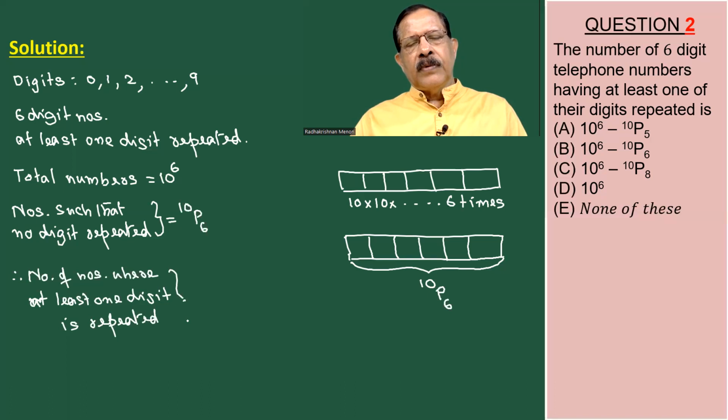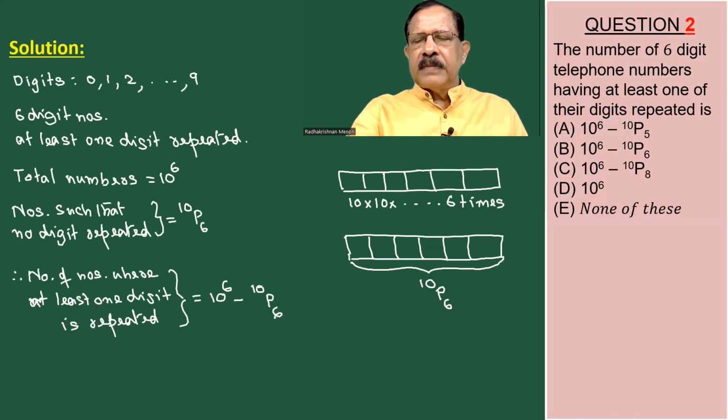It is equal to the total number of telephone numbers minus the number of telephone numbers where no digit is repeated. So in the remaining numbers, at least one digit will be repeated. That is the method. So the total is 10 raised to 6, minus 10P6, where no digit is repeated. We subtract that, so we get the answer given in option B, 10 raised to 6 minus 10P6. Okay.